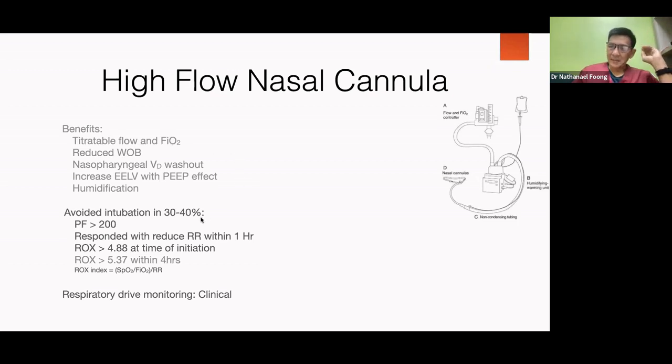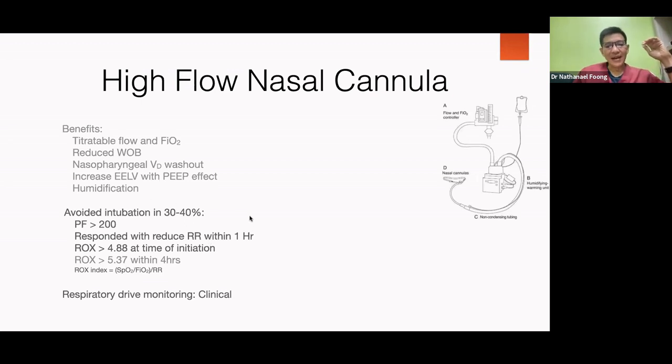Now, the statistics, you can look at it a few ways. Most of the papers that come out, this is coming from Wuhan, it averted intubation in 30 to 40% of patients, especially those with a PF ratio of more than 200, and if they responded with a reduced respiratory rate within 1 hour, and a ROX index. The ROX index is basically an index you use to monitor the therapy on high flow. It's saturation over FiO2 divided by the respiratory rate. If it's more than 4.88, we're probably dealing with a successful therapy. If it's less than 4.88, probably you're going to fail. Although there are some papers that look into a higher number.